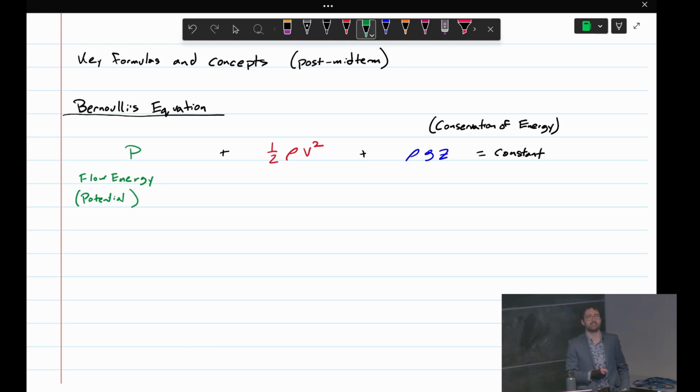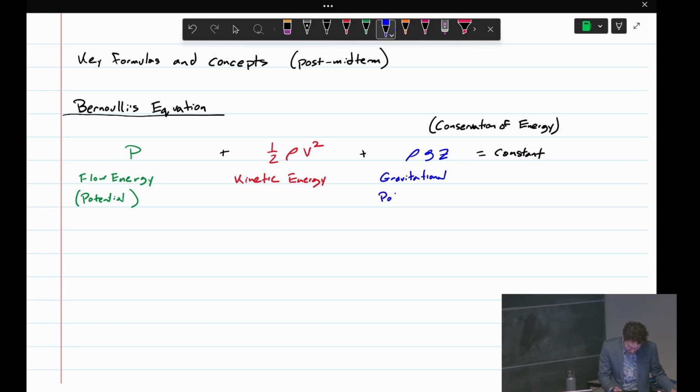There are some analysis techniques that draw an analogy between fluids and electrical circuits. In that analogy, pressure is usually like a voltage, a potential to create flow. 1/2 rho v squared is like a current, the actual flow, so that's kinetic energy. Rho gz is gravitational potential energy. The sum of these three types of energy is constant under the assumptions of Bernoulli's equation; energy will just be exchanged between these three types.